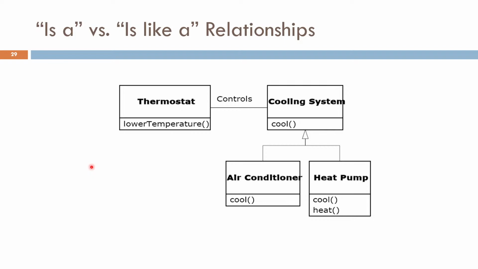So in using inheritance, there's a key difference between an is-a and an is-like-a relation. Our thermostat here has a lower temperature function, and we can have our cooling system here. Yes, I know cooling is spelled wrong. Our cooling system can have its own cool function, so this thermostat can basically be controlling our cooling system.